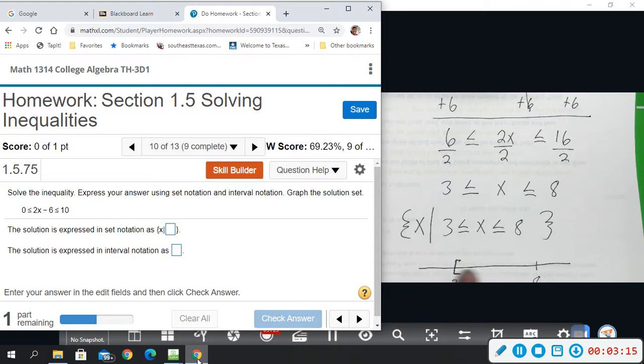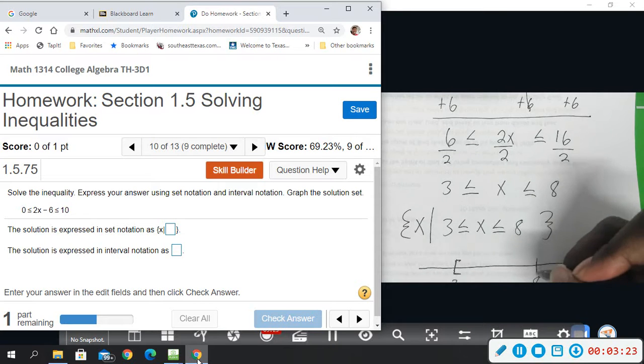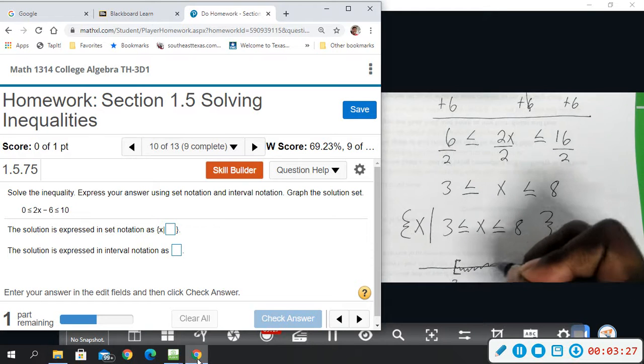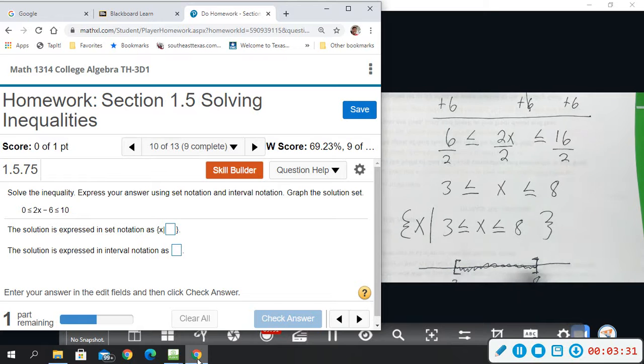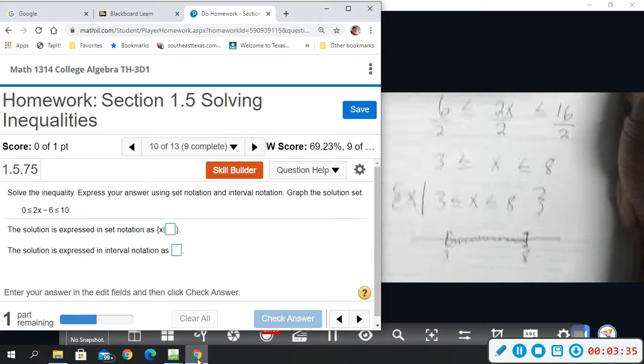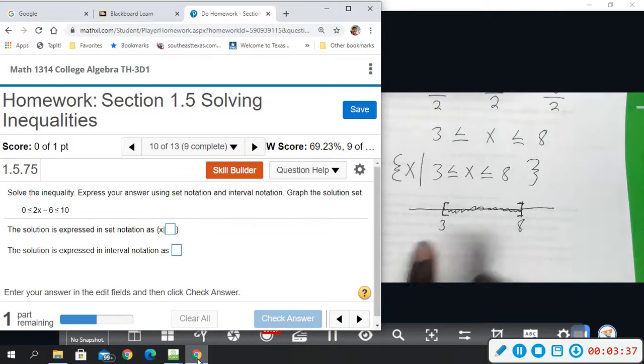And then x is in between 8 and 3, all of the numbers in between. And then 8 is larger than x. So x is less than 8. So 8 will be the larger number. So it's basically saying all the numbers between 3 and 8. Now based on this will help us to do our interval notation. I'm sorry. It's going to cut off 3 to 8.